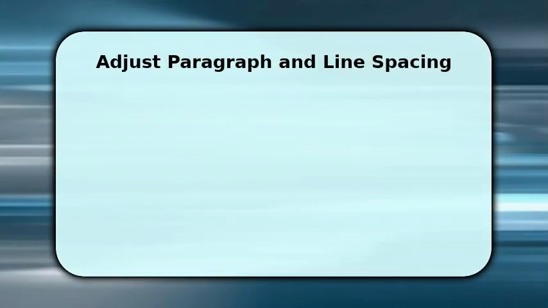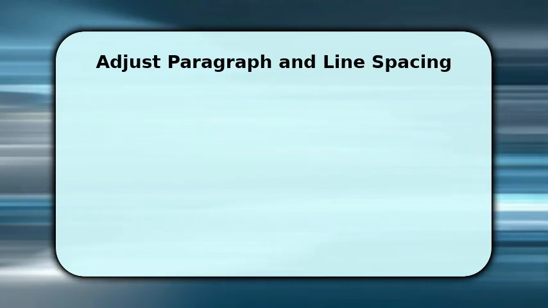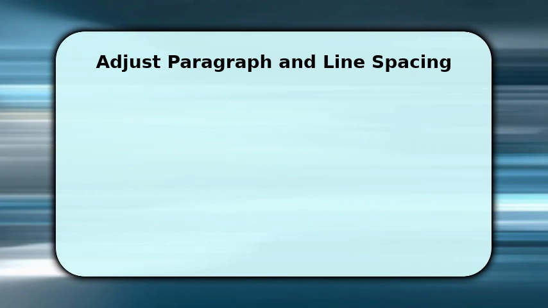Open the paragraph dialog from the Home ribbon by clicking the small arrow in Paragraph. Use the before and after fields to set spacing to 0 pt when extra space appears. Set line spacing to single or exactly 12 pt to control interline gaps precisely.